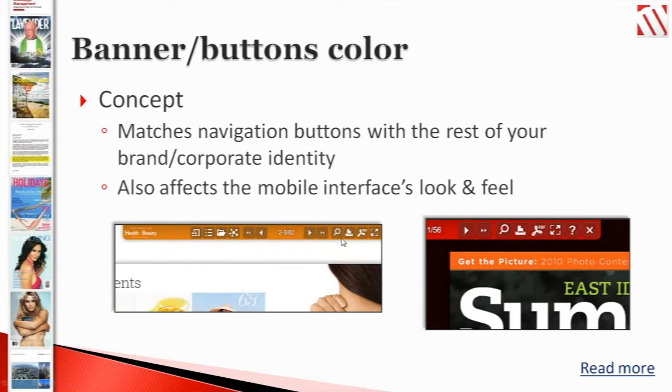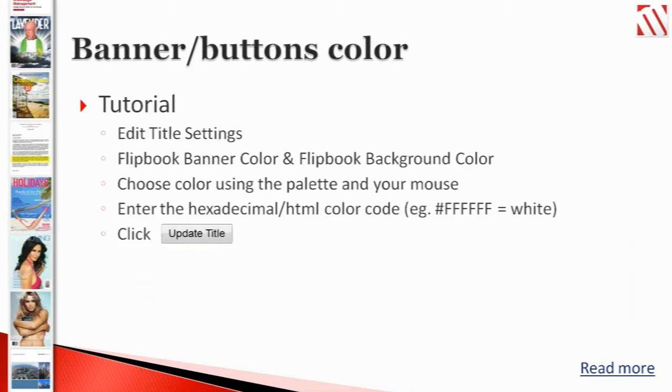In these two images, we have examples of banners from two of our digital editions, and both have customized the color for the banner. It's good to know that this color will also be displayed on the mobile interface. So if you open your publication on an iPad or an iPhone or on Android devices, the button color will also be there. So I'm going to let my colleague Nathan explain to you how to customize the colors for the banner and the buttons.